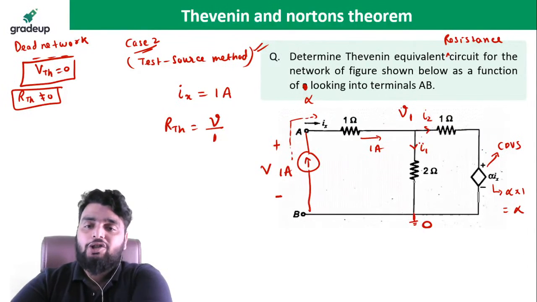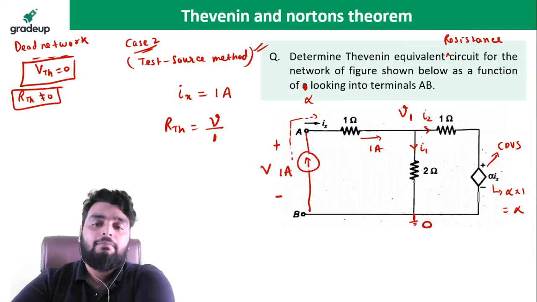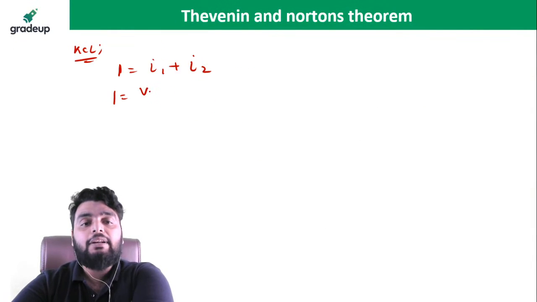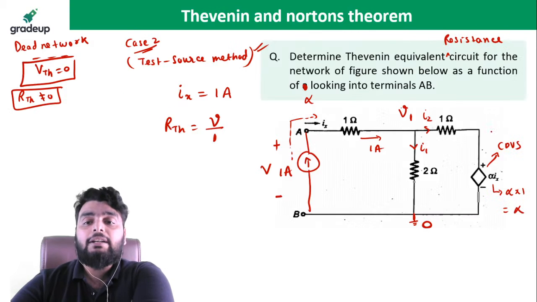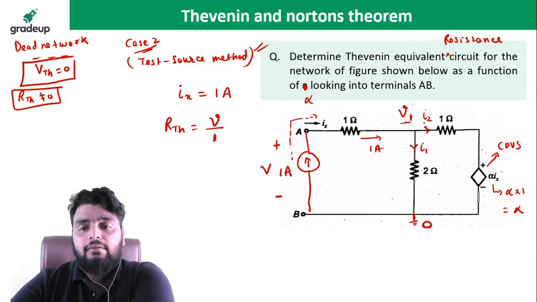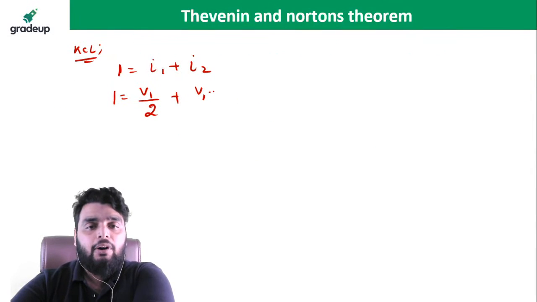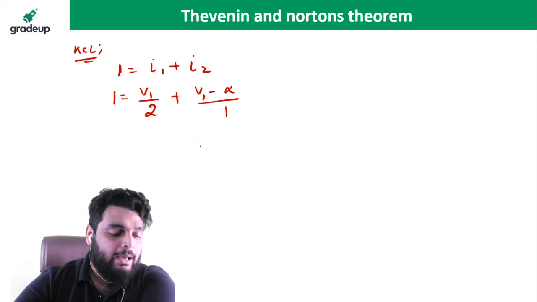Okay. That will not change your answer. Just apply the KCL correctly. What is I1? I1 is V1 by 2. What is I2? I2 is this voltage minus this voltage divided by 1, V1 minus alpha divided by 1.